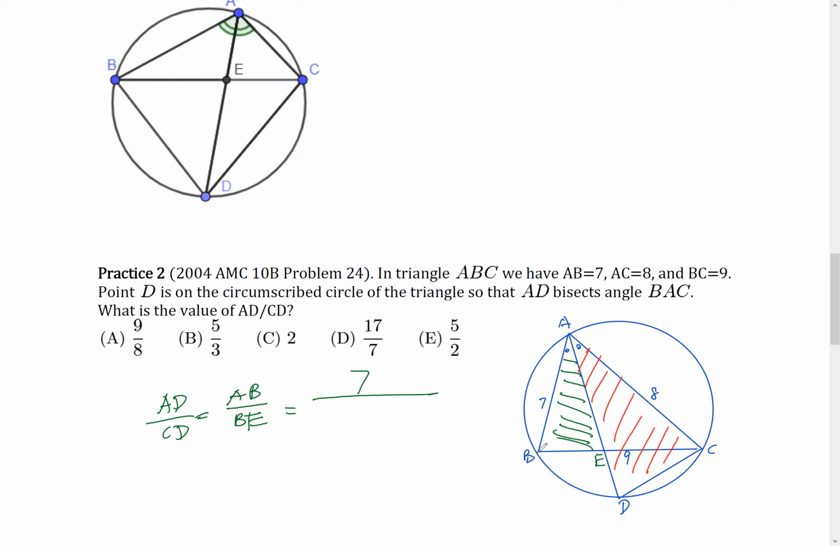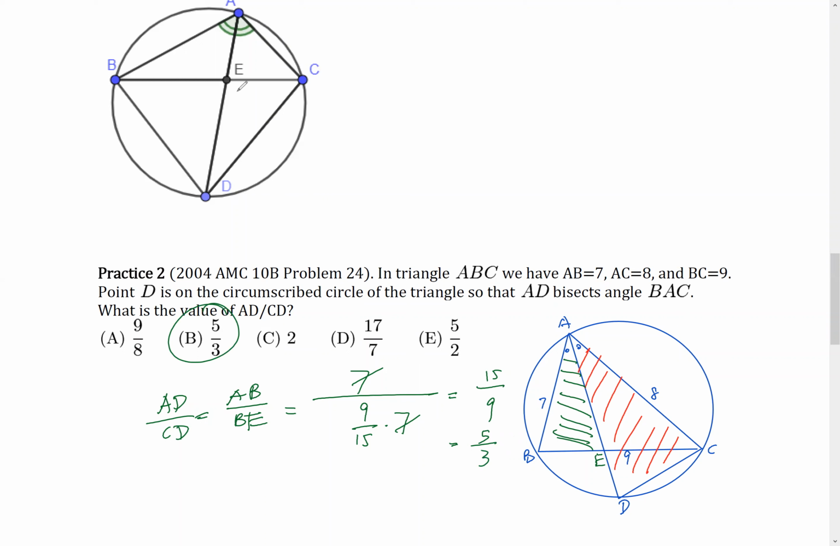Well, you know how to solve BE, right? BE is like 9, BC, cut into 7 and 8, 15 portions, and you're taking the 7 part, okay? Right? The ratios. That is, I guess, 15 over 9, 5 over 3. Is it here? Yeah, it's here. Good. It's B. All right, very nice little results.